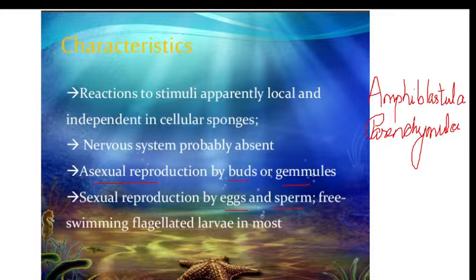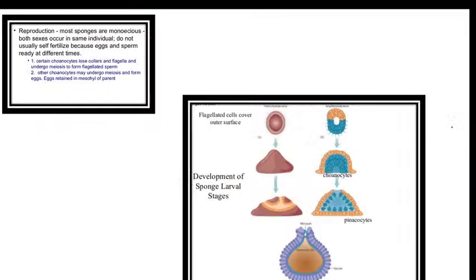Then sexual reproduction is by eggs and sperms, and a free swimming flagellated larva is present, and the larval forms are amphiblastula and parenchyma. Now next is the gemmule. I said they reproduce by formation of gemmules. This is what a gemmule is.